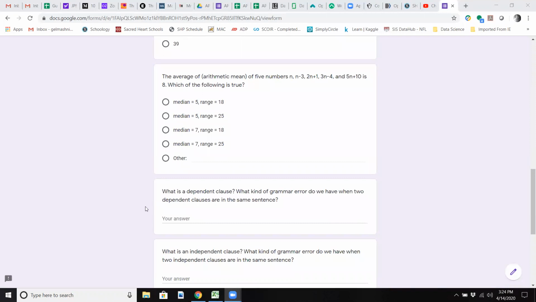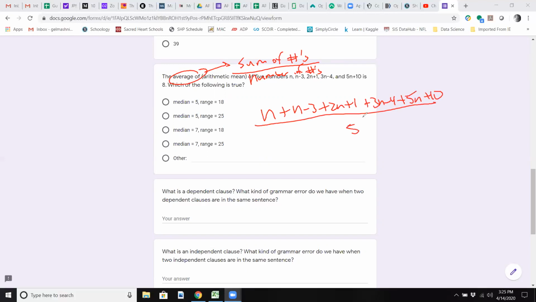Then the last math question is on the Google form. Again, it's pretty straightforward. It's just average, right? So it's just a sum of numbers divided by the number of numbers. That makes sense. So you add them all up: n plus n minus 3 plus 2n plus 1 plus 3n minus 4 plus 5n plus 10. All that's divided by 5. So you've got 5 numbers, obviously, 1, 2, 3, 4, 5. You can set this equal to 8.